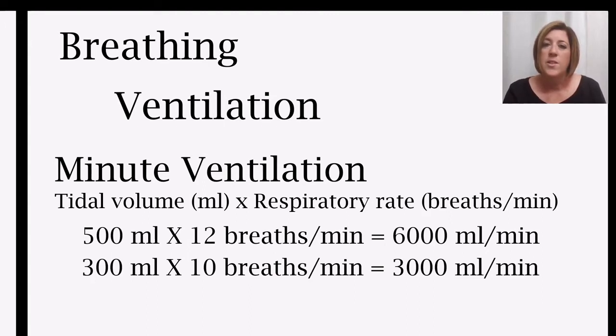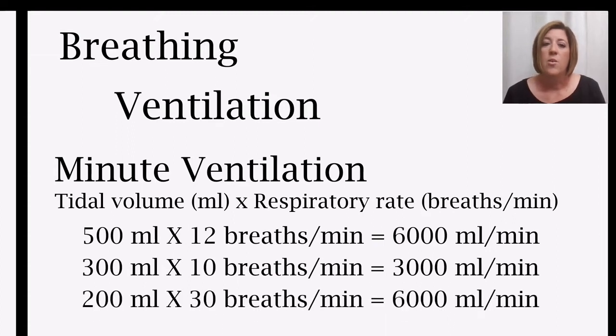300 milliliters with 10 breaths would only give us an inadequate amount of 3,000 milliliters per minute. And normally, when our tidal volume goes down, respiratory rate will go up to compensate when it's able. So if you had a low tidal volume of 200, you might see your patient's respiratory rate come up to 30 to equal that same 6,000 milliliters per minute. So when we're looking at problems with ventilation, you're either going to have a problem with the tidal volume or the respiratory rate. So what can cause that?